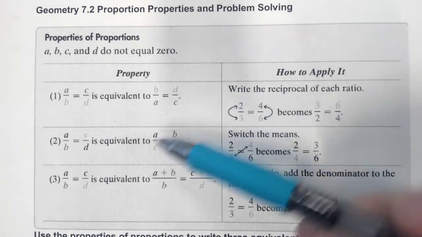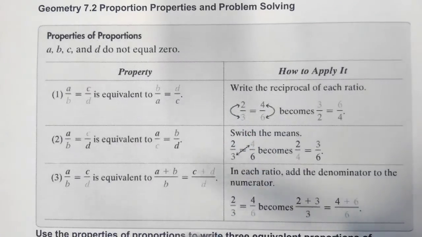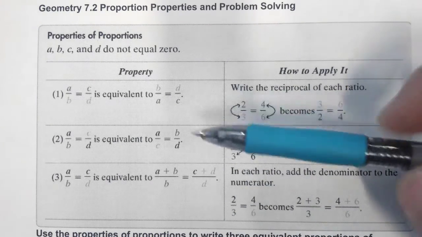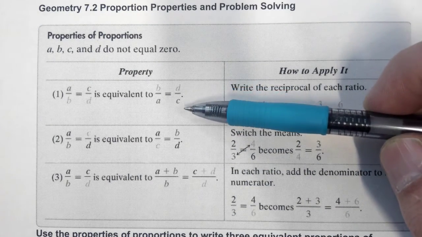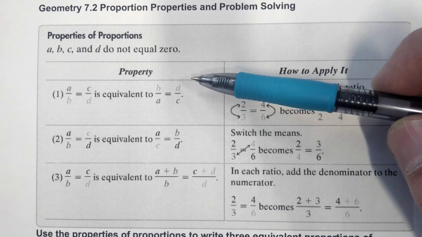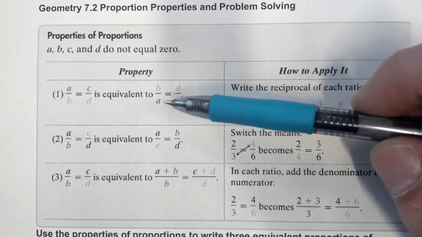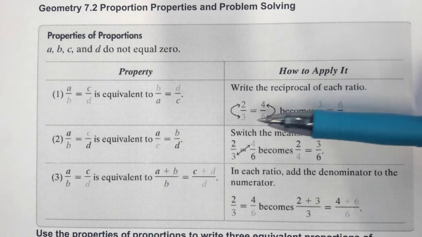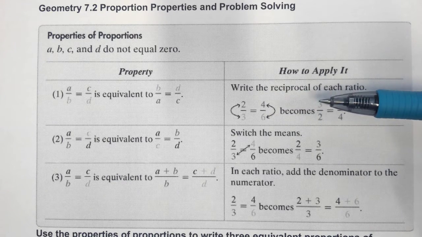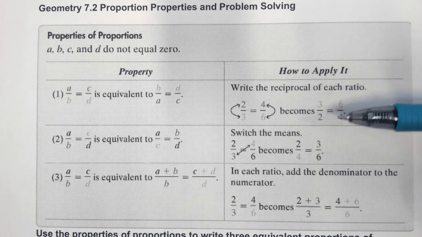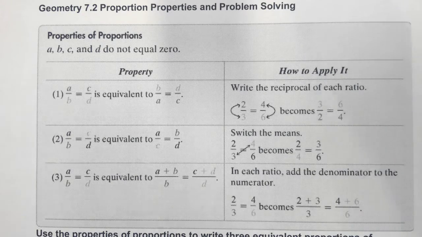All right, this is stuff. Just says there are three things that you can do to a proportion that's still going to stay equivalent. You can flip the whole thing around. So 2 to 3, 4 to 6 is the same as 3 to 2, 6 to 4. You can flip it around and it still is true.